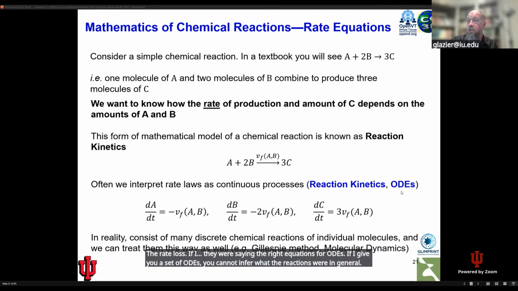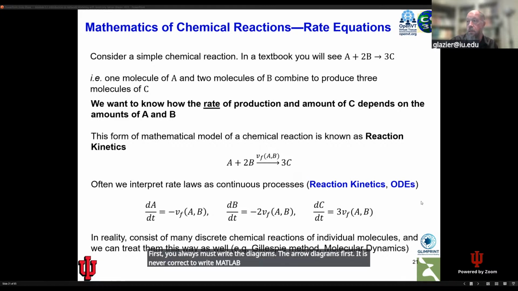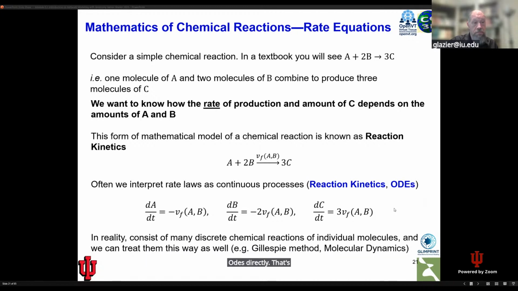And so it is actually never right to write ordinary differential equations to describe chemical reactions first. You always must write the diagrams, the arrow diagrams first. It is never correct to write MATLAB and to write ODEs directly. That's always wrong.